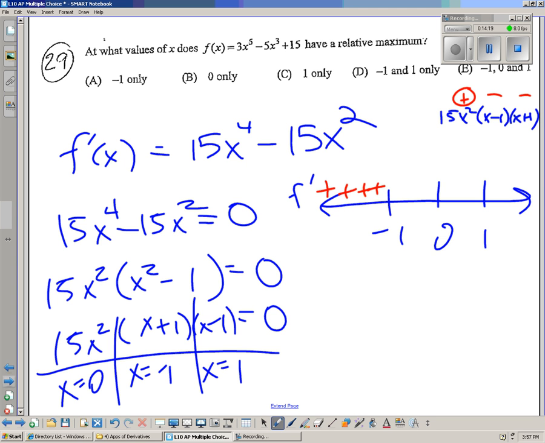Plugging in a number between negative 1 and 0, I shall choose a negative half. This term stays positive. Negative 1/2 minus 1 stays negative, but negative 1/2 plus 1 turns positive. Positive times a positive is a negative. Between 0 and 1 will be positive 1/2.